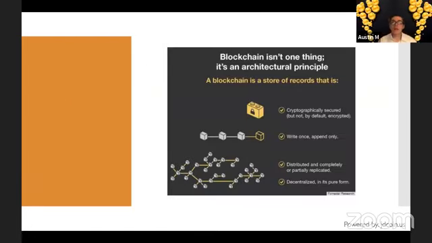So blockchain isn't one thing, it's an architectural principle, which stores the records. A blockchain is a store of records that is cryptographically secured, but not by default encrypted. Write once, append only, distributed and completely or partially replicated, and decentralized in its purest form. So you can see at the bottom here, all of the nodes are connected only through one way. There's no central person there. It's all decentralized, it can be completely or partially replicated, and it's only write once, append only.